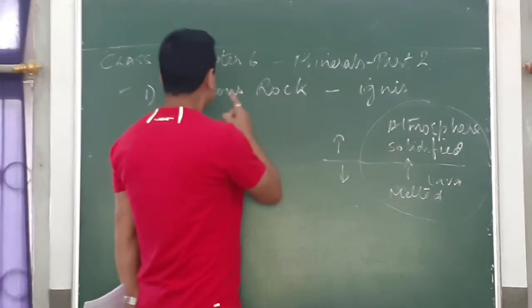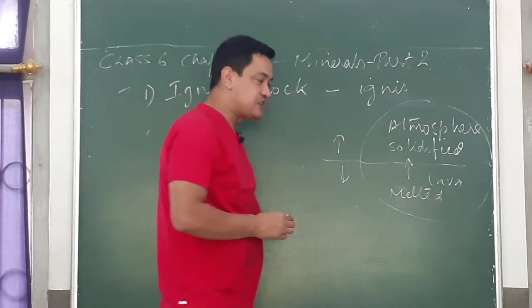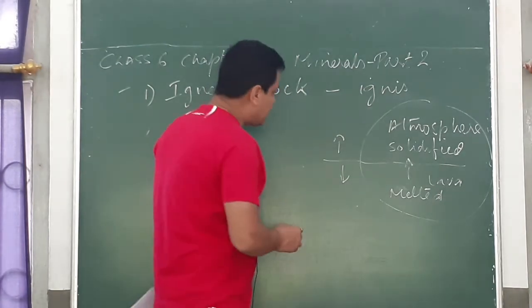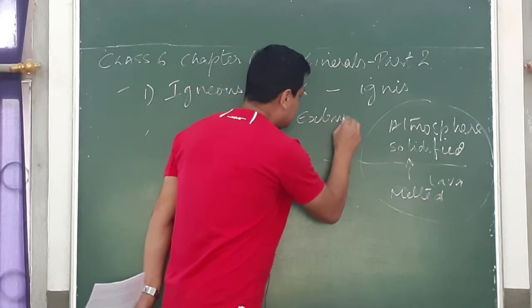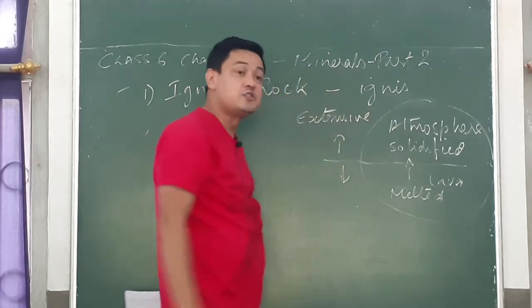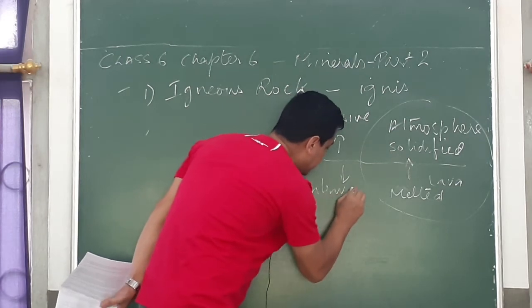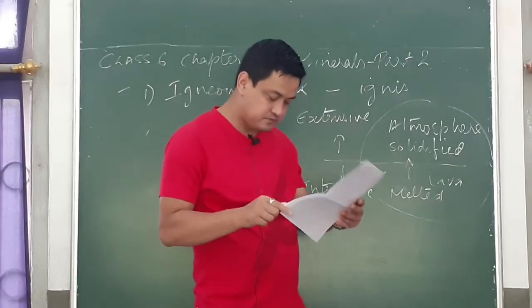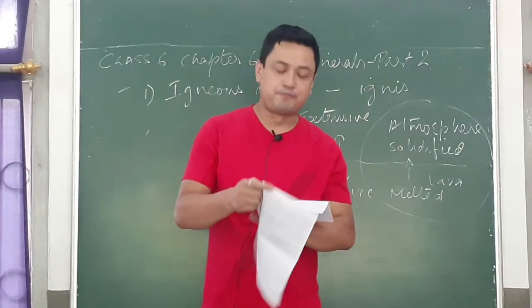So, these igneous rocks are of two types. One is extrusive igneous rocks and one is intrusive igneous rocks. The rocks found outside are known as extrusive igneous rocks. Intrusive igneous rocks are those rocks which are found inside the earth's surface. So, they are formed due to intense heat and pressure.